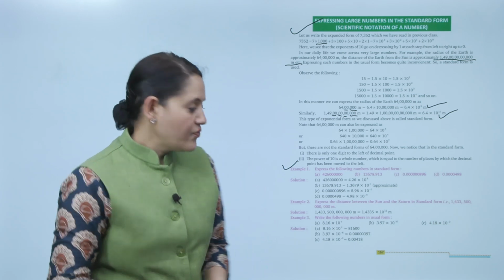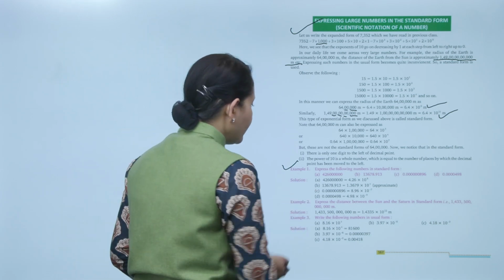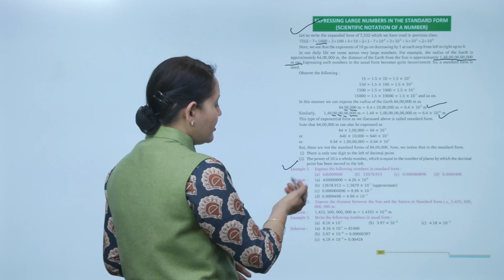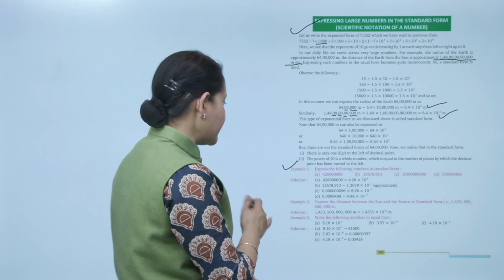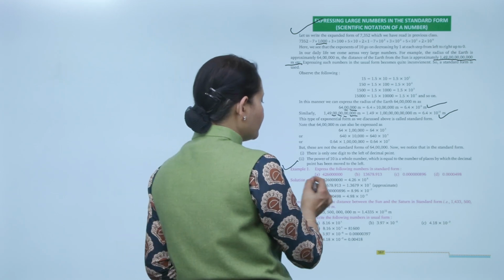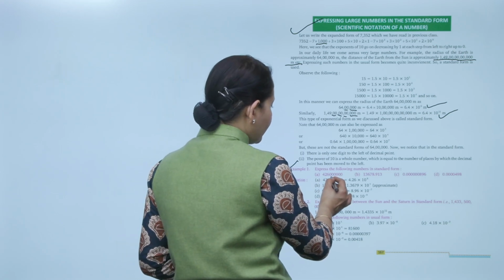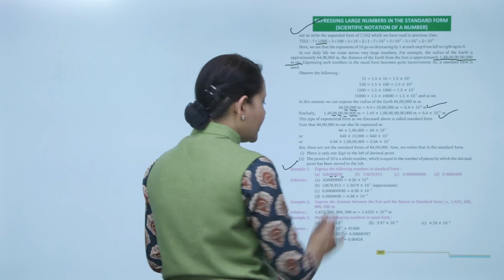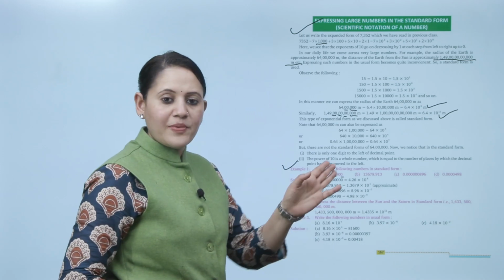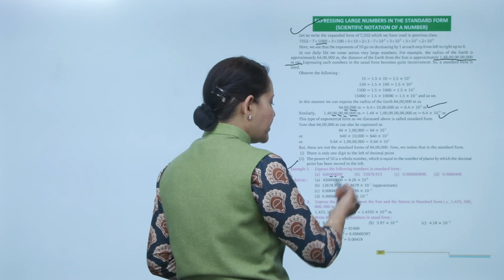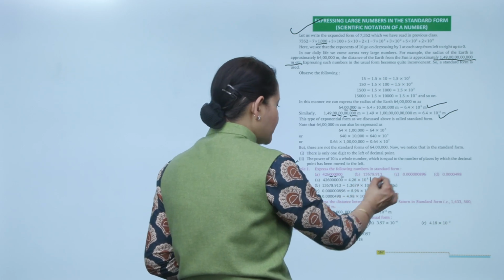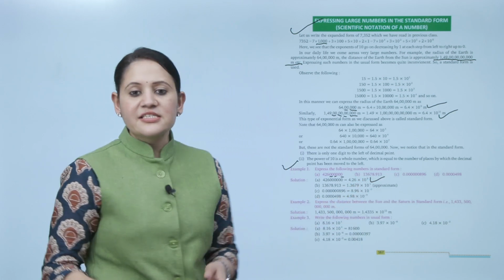Express the following number in standard form. So, the first number is this. In standard form, only one digit should be there to the left of the decimal. So, we will write it as 4.26. How many zeros are there? 2, 4, 6. 6 are already there, and we are shifting the decimal point 2 places to the left, which means 2 more zeros will be added. So, 4.26 into 10 to the power 8.